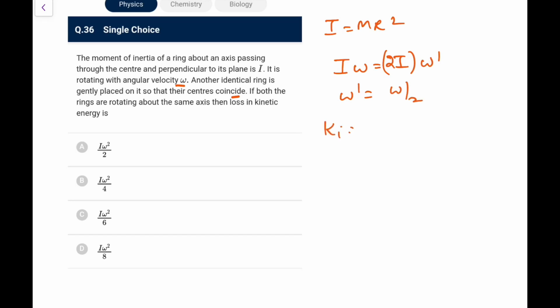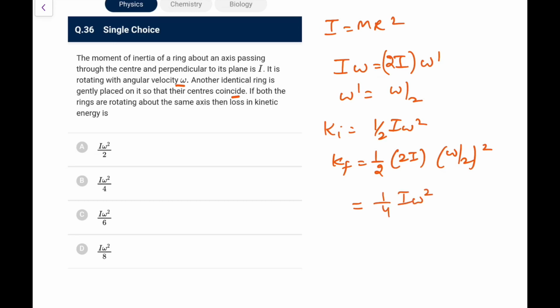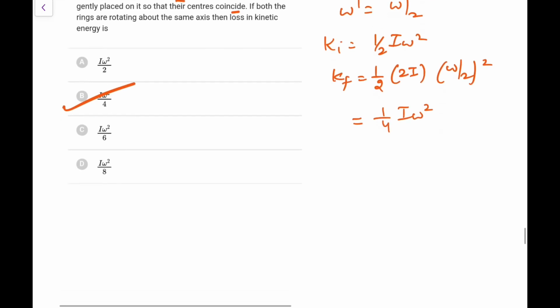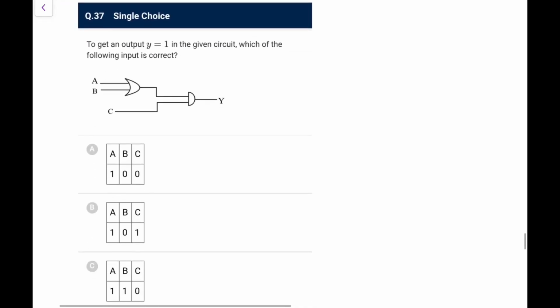So initial kinetic energy was half I omega square. The final kinetic energy would be half, instead of I we have 2I, but omega becomes omega by 2 whole square. So it becomes 1 by 4 of I omega square, that is initial by 2. So loss would be 1 by 2 minus 1 by 4, that is I omega square by 4. So you remember this particular question based on conservation of angular momentum.